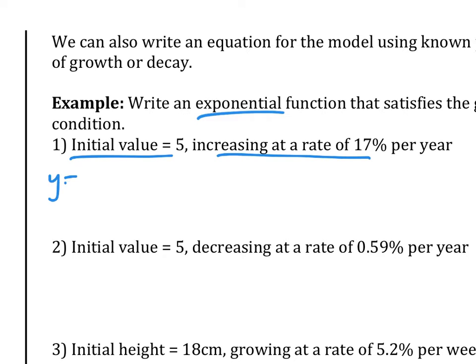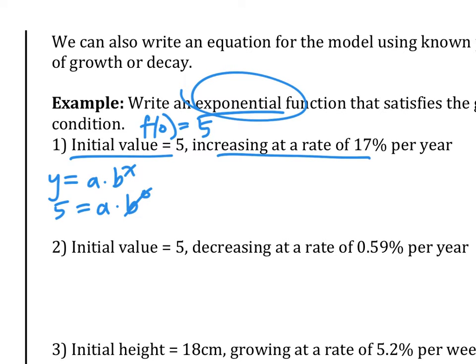Remember, you want to start with your basic function. You are trying to figure out A and B. In this case, initial value is 5. That means if you put 0 into the function, you get 5. So 5 is equal to A times B to the 0. That's gone, so A is 5. For the most part, A is the initial value, so you can just assume A is 5, but remember, this only works for an exponential function.